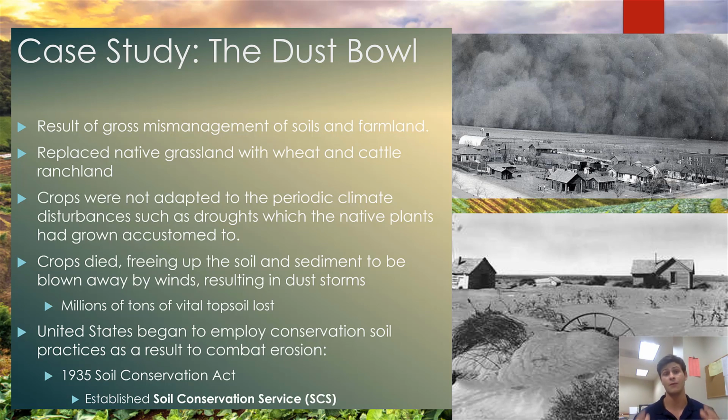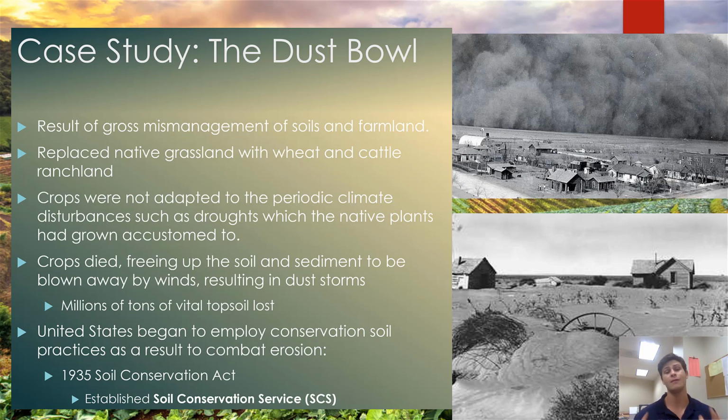Remember how grasslands have these very well-developed root structures, so they hold down soil really well. However, these crops, such as wheat and the crops that we were using to raise livestock, didn't have these great root structures. As a result, when these plants died, the soil was completely freed, and so it was able to be swept up in the air by wind.